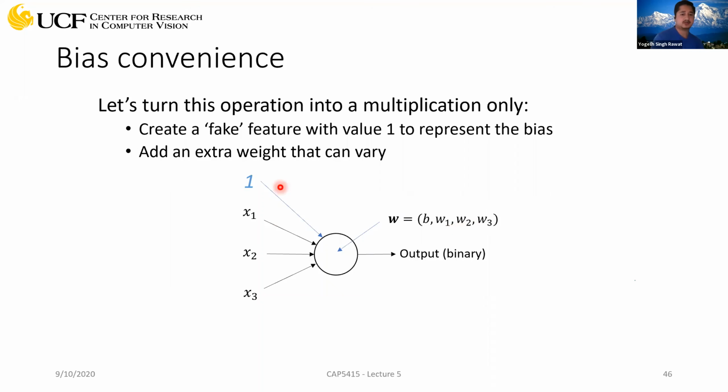And again, it doesn't have to be 1 here, it could be anything. If it's 2, then that value will be adjusted when you learn this bias B. So it doesn't matter whether it's 1 or something else. Okay.